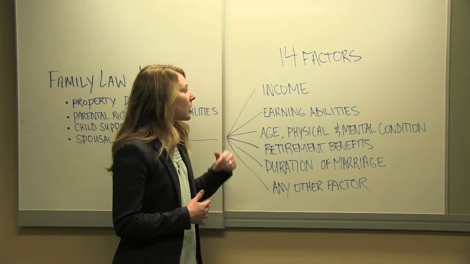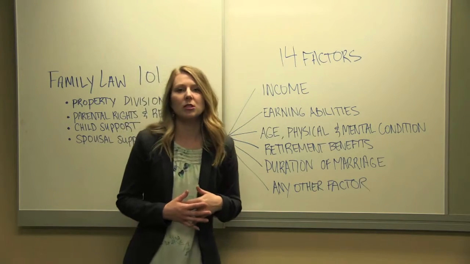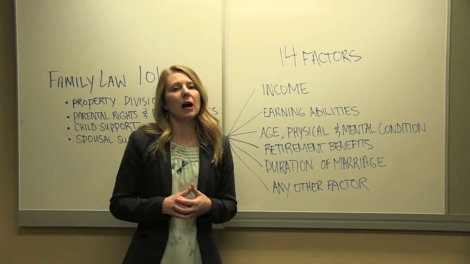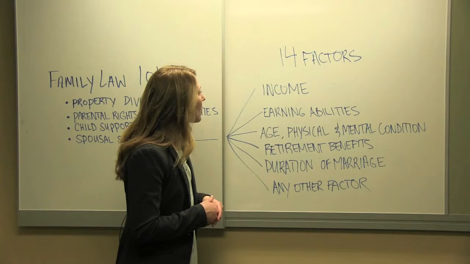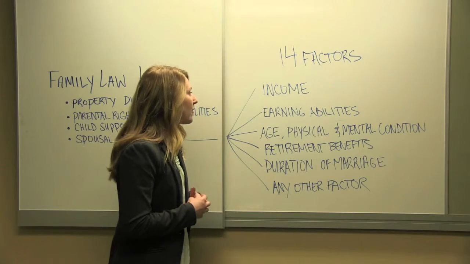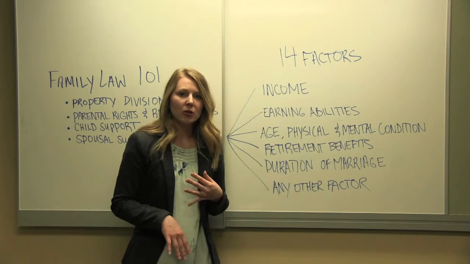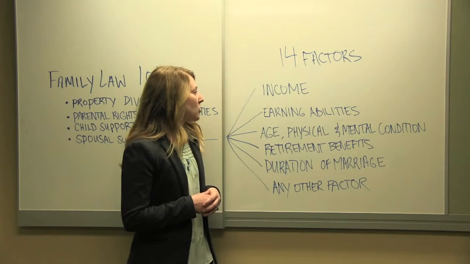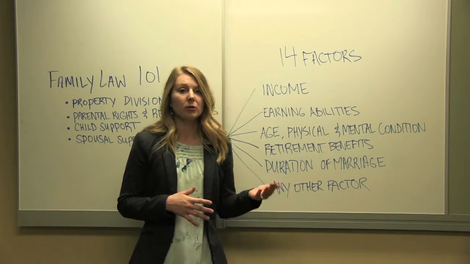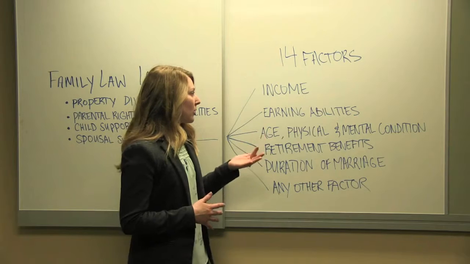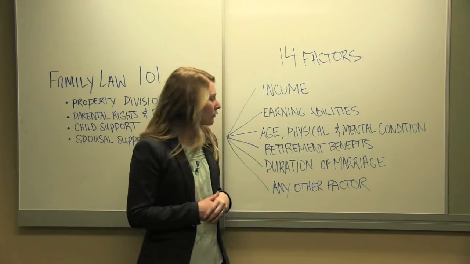The disparity of income of the parties is an important factor because the purpose of spousal support is to keep the standard of living as it was prior to a divorce. The next factor here we have is earning abilities. Whether a party contributed to the education of the other, and whether a party has the education to actually earn the amount that the other party earns, or an amount to maintain a certain standard of living.